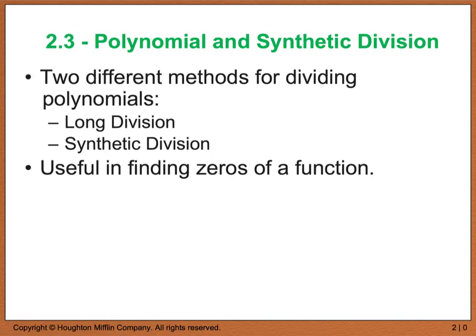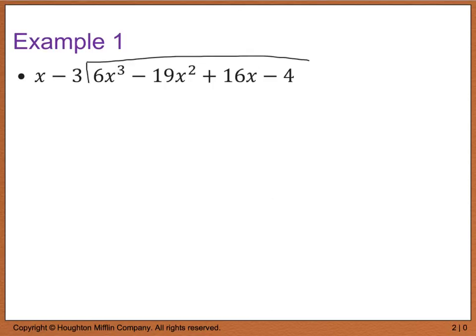And the reason we want to do some type of division is because sometimes it's not always easy to factor or to identify the zeros of a function. So we may have to go ahead and do long division or synthetic division to help us find factors of a certain polynomial. So let's look at example 1, where we're going to divide 6x cubed minus 19x squared plus 16x minus 4 by x minus 3.